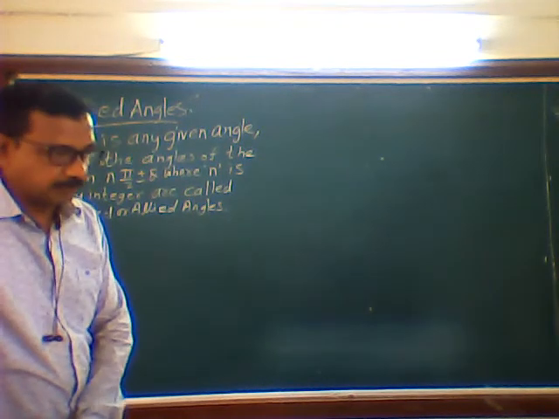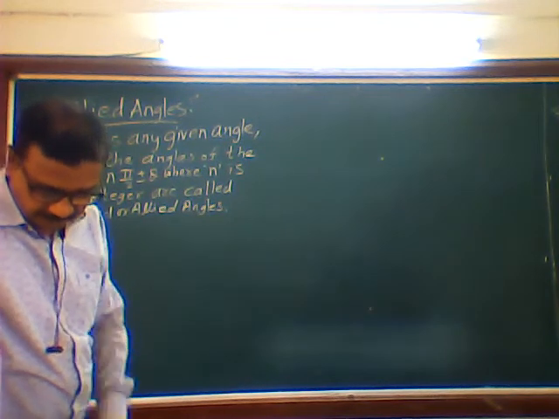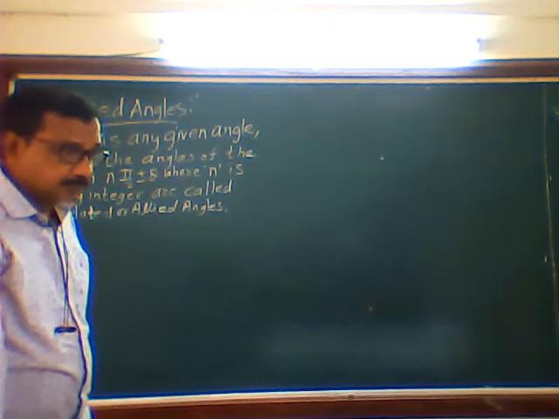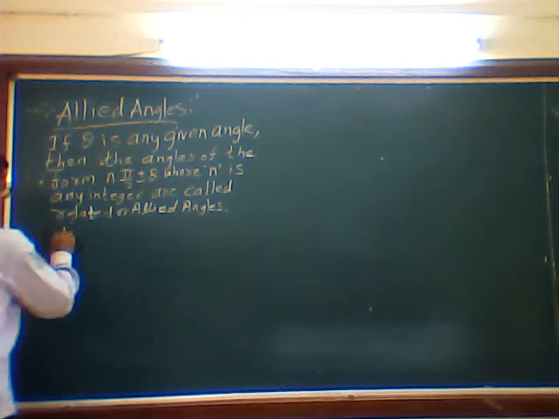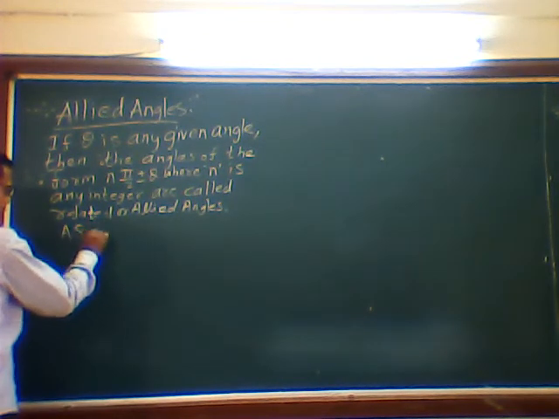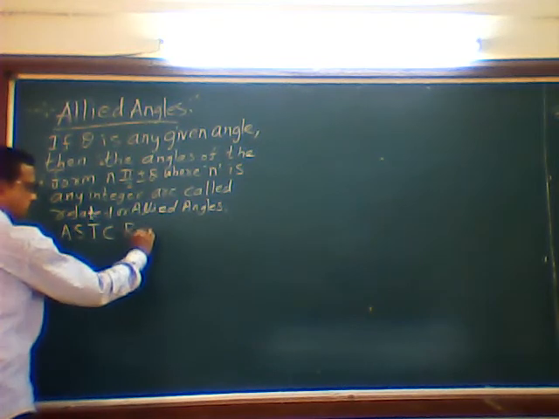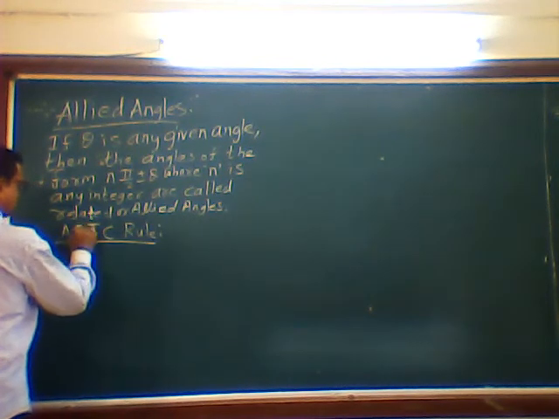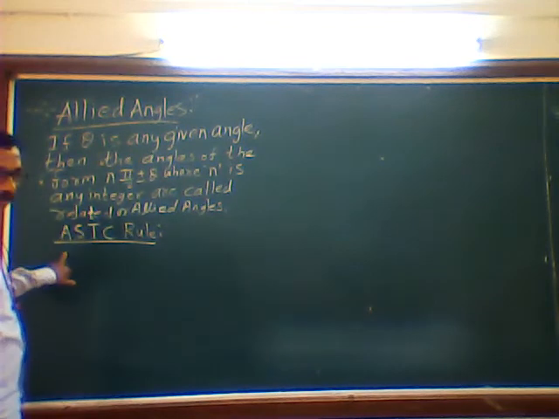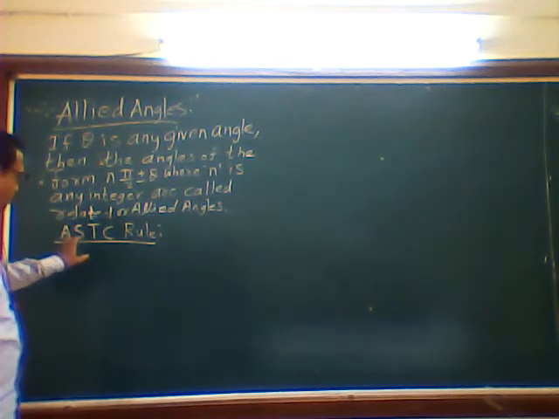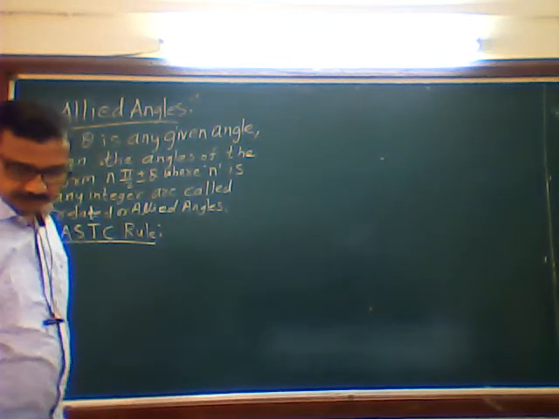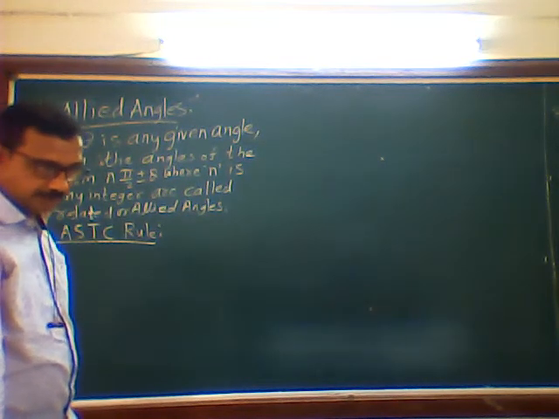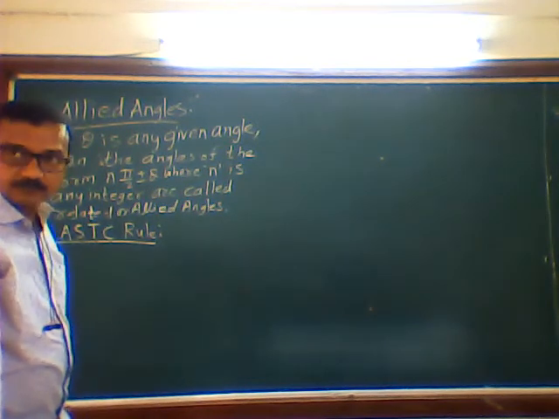So before expressing the trigonometric functions of allied angles, first we will learn the ASTC rule. A stands for all. All means all trigonometric ratios. All students take copy, you can say. That is the ASTC rule. I will tell you now one by one. I draw the quadrants, then I will tell you.